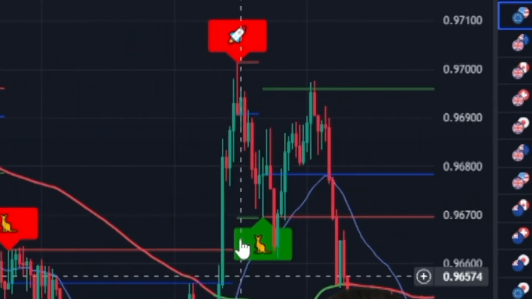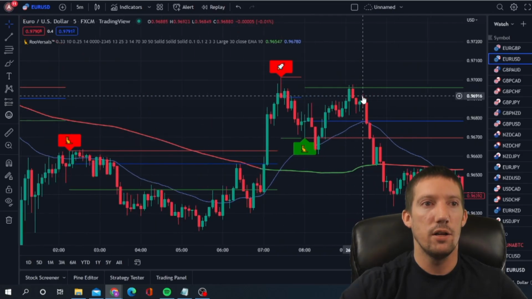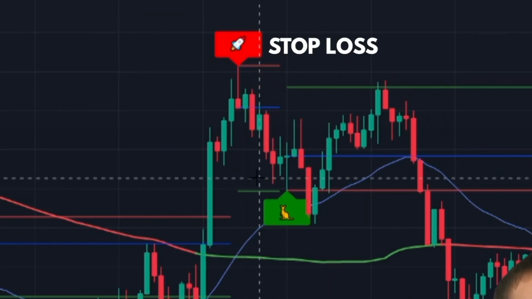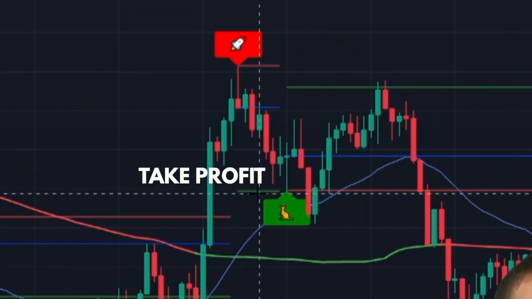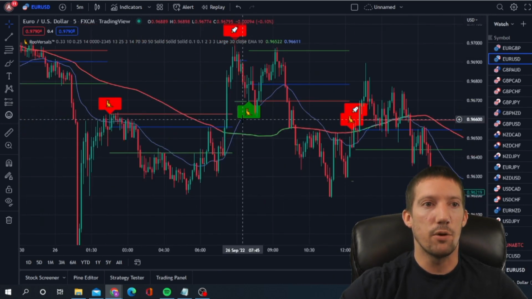It didn't start the green until like that point, basically. So we'd take that one. That would have hit our take profit easily. Here's our stop loss. That's where we'd place our stop loss, and here's where we place our take profit. We'd skip that one. Now we're consolidating here.